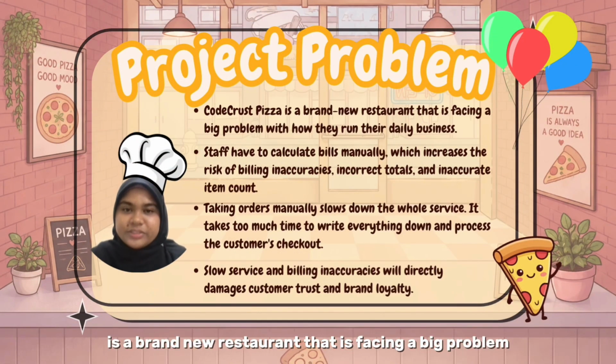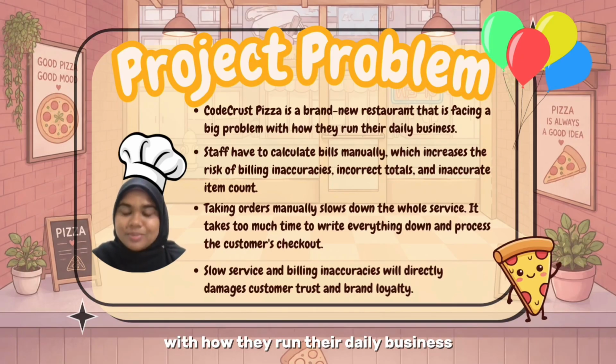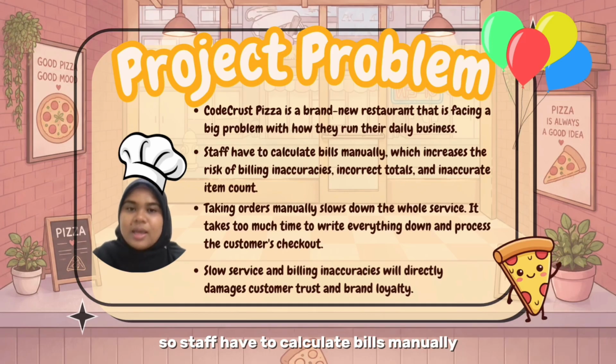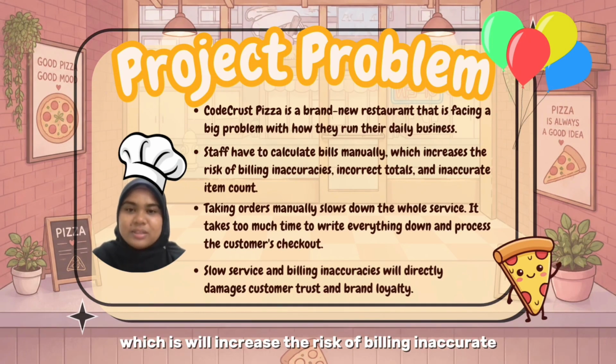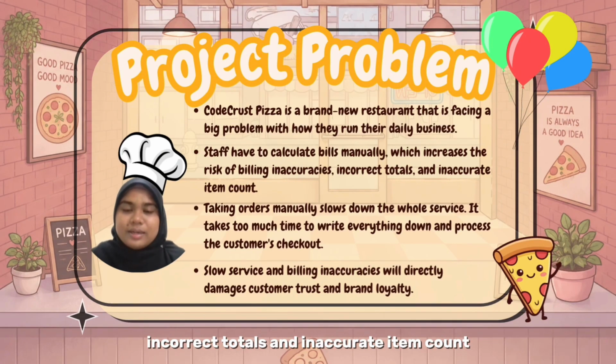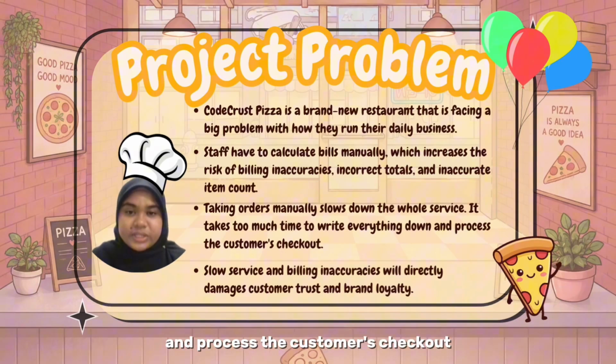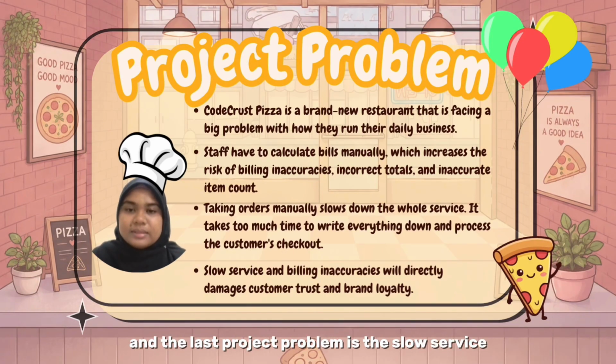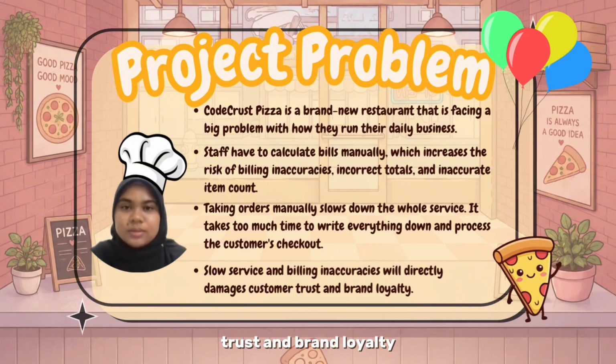Cold Crust Pizza is a brand new restaurant that is facing a big problem with how they run their daily business. Staff have to calculate bills manually, which increases the risk of inaccurate billing, incorrect totals, and inaccurate item counts. And taking orders manually slows down the whole service. It takes too much time to write everything down and process the customer's checkout. And the last project problem is that slow service and billing inaccuracies will directly damage customers' trust and brand loyalty.